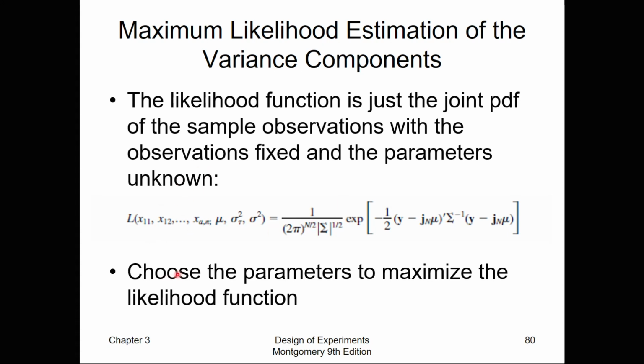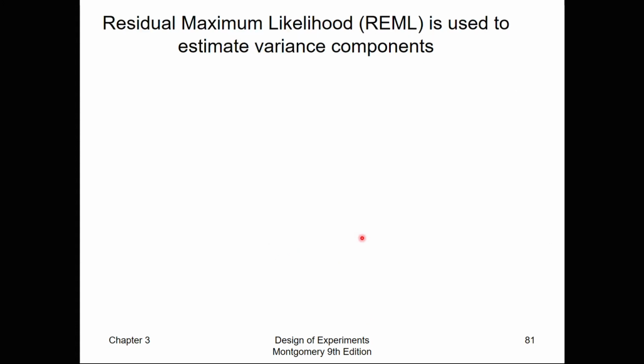But just be aware that when we talk about maximum likelihood, what we're talking about is writing the likelihood function, which is the joint PDF of all the observations. And then we literally just pick whichever parameter makes that the biggest. So we maximize the likelihood.